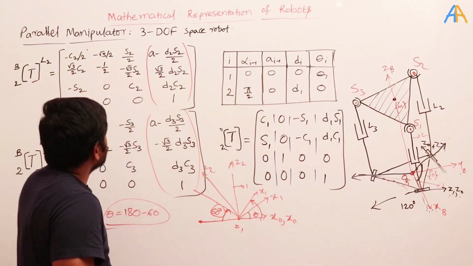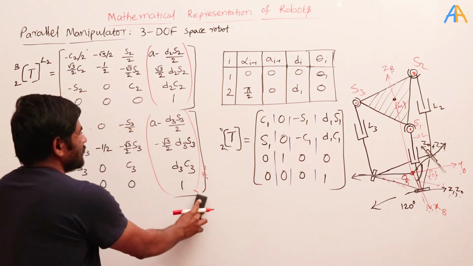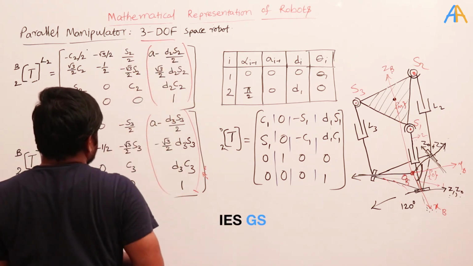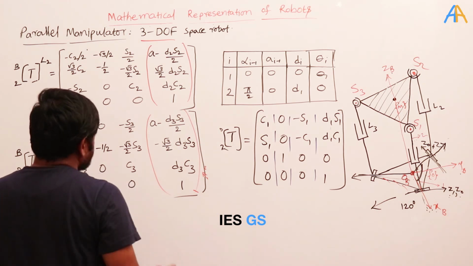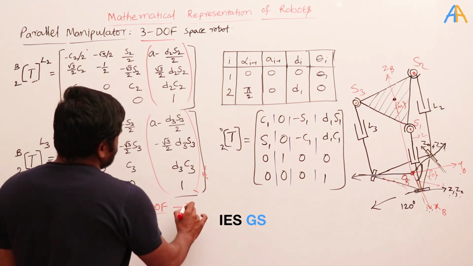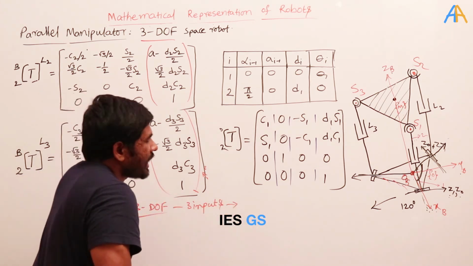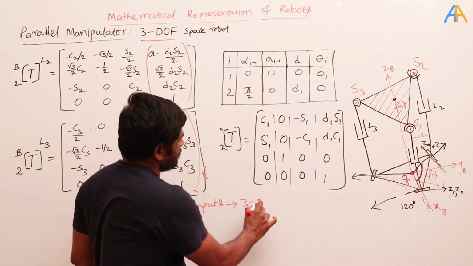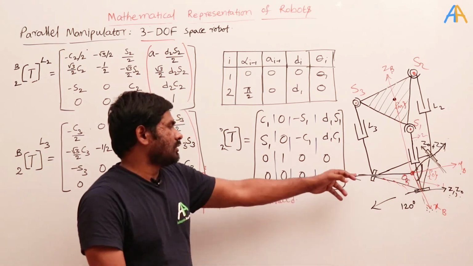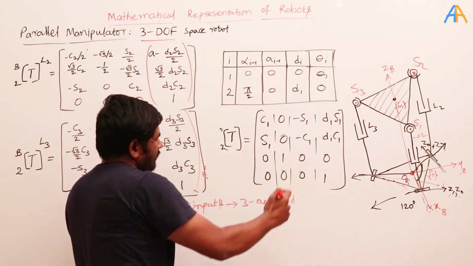Okay, and here one more thing I would like to emphasize. Anyway, we are going to see this in the kinetics of the robotics, but again I will emphasize here. This is a 3 degrees of freedom space robot. So here they said it is a 3 degree of freedom. That means only 3 inputs. 3 inputs mean 3 joints will be activated, and the remaining will not be activated. What is activated? We will give some external power to it.